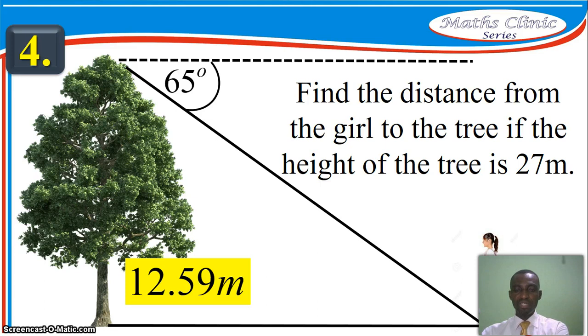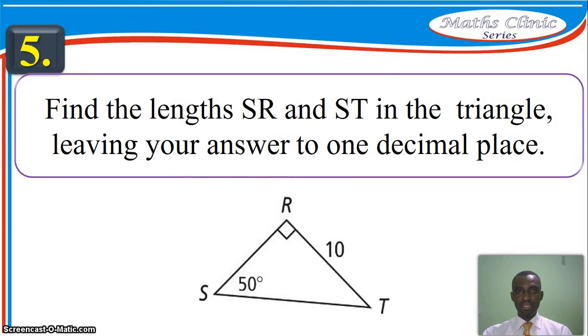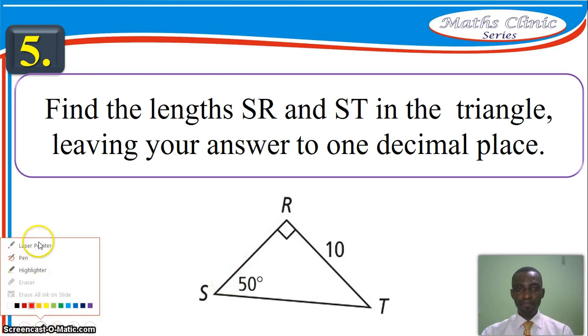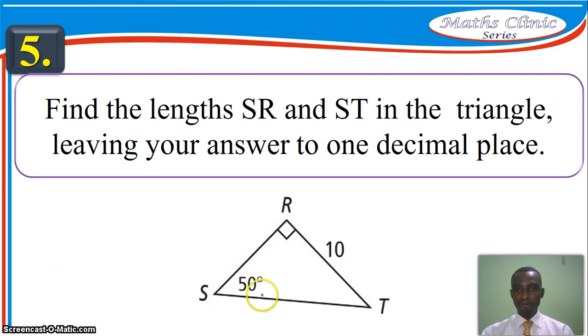Now let's look at the last question under this section, and that is question number 5, which I will leave for you to answer after giving you a skeletal solution. Find the length SR and ST in the triangle, leaving your answer to one decimal place. So here they've defined the angle for you, and the angle opposite has been given, so this is the opposite. SR represents the adjacent side of the angle 50, and so we are going to use TOA to handle that aspect.